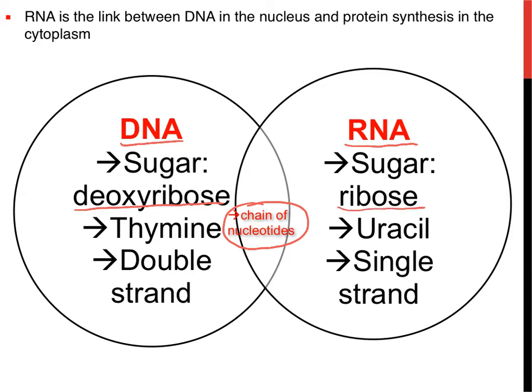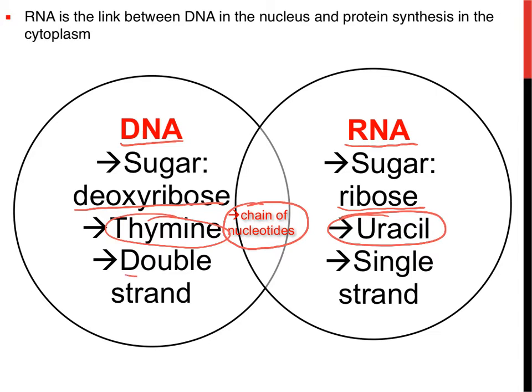In DNA, the bases are adenine, thymine, guanine, and cytosine, okay? But in RNA, thymine is replaced by this other nitrogen-containing base called uracil. So the bases in RNA are adenine, uracil, guanine, and cytosine.